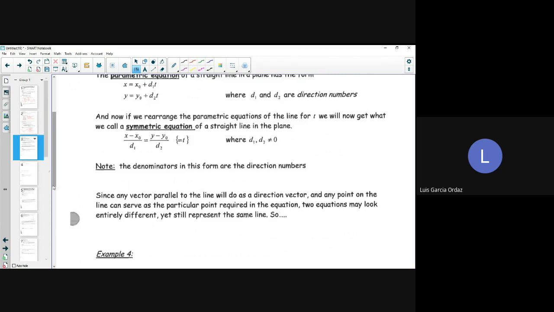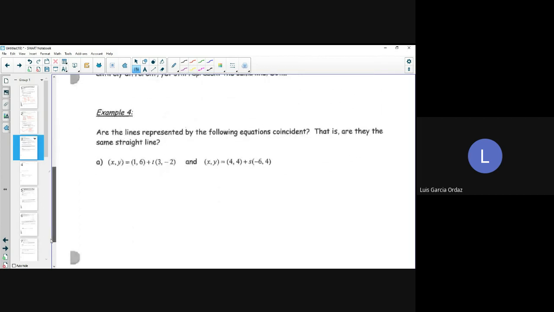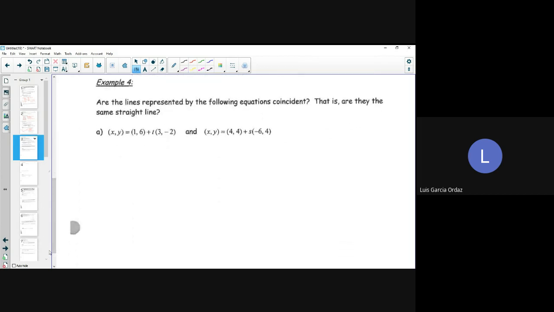Since any vector parallel to the line will do as a direction vector, and any point on the line can serve as the particular point in the equation, two equations may look entirely different, yet represent the same line. So let's do a specific example. We need to ask, are the lines represented by the following equations coincident? That means, do they lie on the same straight line?